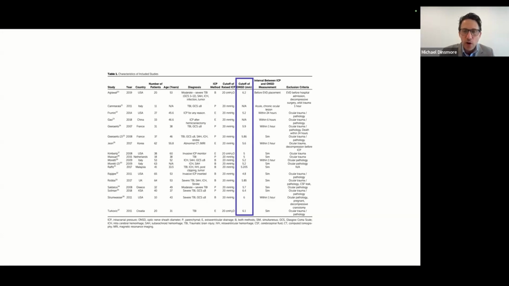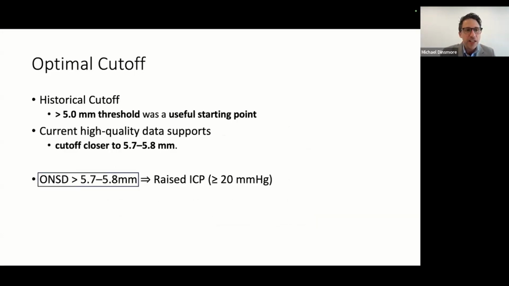And so if you looked at all the literature previously, they used to say historically a cutoff of greater than 5 was a useful starting point for increased ICP. I would say 5 is kind of the upper limit of normal. So now with better quality data and better resolution, I'd say if you're looking around 5 to low 5s, that's kind of normal. But a cutoff above 5.7, 5.8, that's going to be your indication of increased ICP. So that correlates to an ICP around 20 millimeters of mercury.